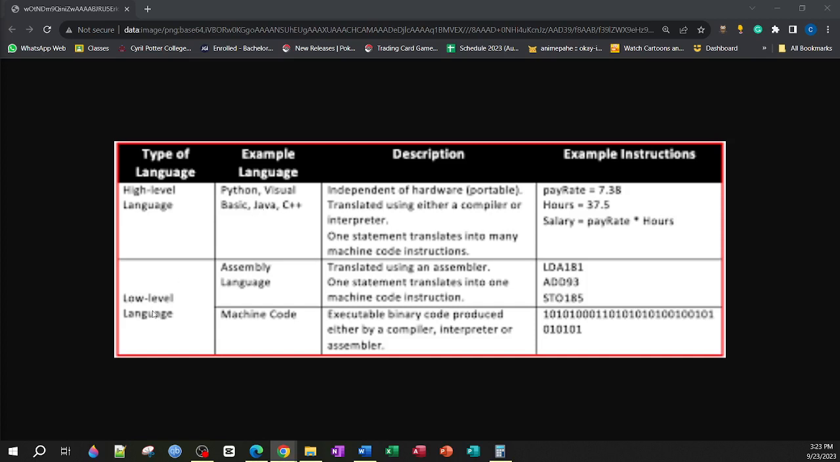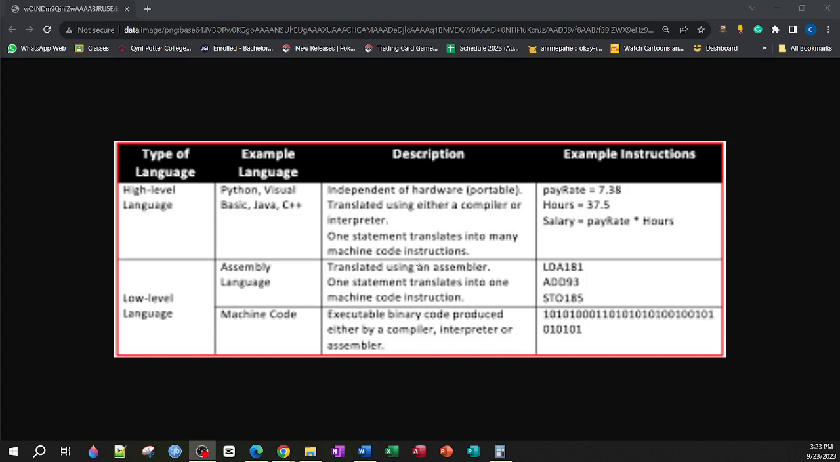They are written using English words. Now, low level language refers to assembly language or machine code. And we as humans, especially the machine code, do not understand it. Why? Because, notice the example here, it is binary numbers.